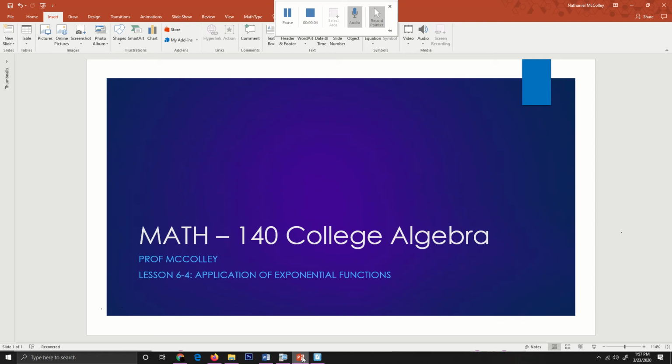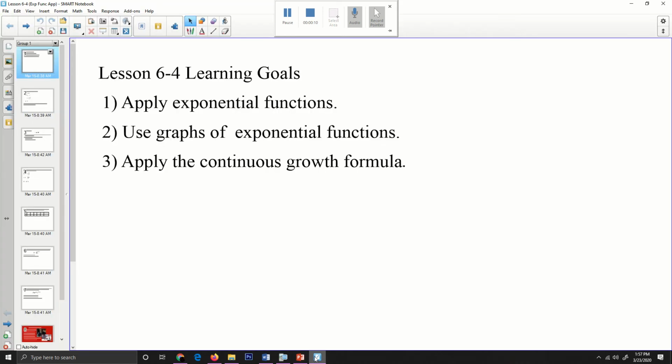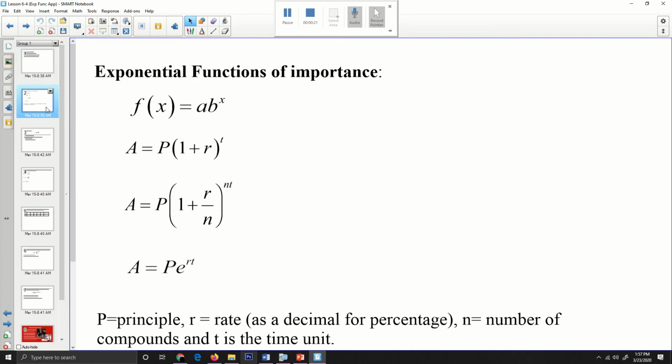I'm Professor McCulley. This is lesson 6-4, application of exponential functions. Let's talk about it. Today we're going to apply exponential functions. We're going to use the graph of exponential functions, and we're going to apply the continuous growth function. Let's see what those look like.